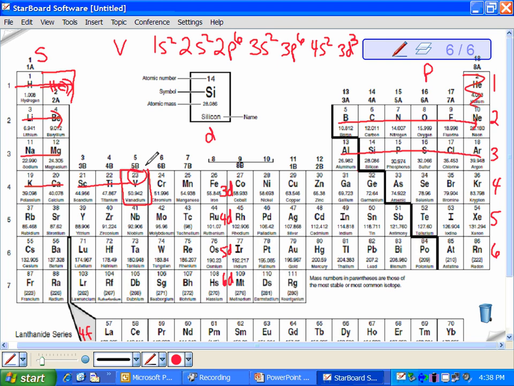So hopefully, if you were in class and you were a little bit lost, this might help you. We will be talking about it more, explaining what all these numbers and stuff mean. But that's called the electron configuration, which basically just shows where the electrons are.